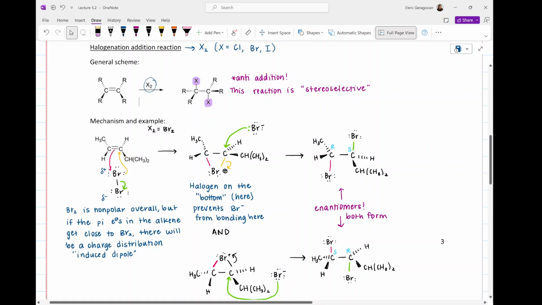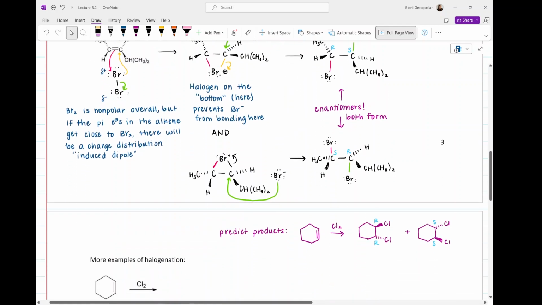It's key that both atoms, the two bromines or the two chlorines or the two iodines, add to the two carbons that are part of the pi bond, and they add through anti-addition. So they always, in the product, will be anti to each other. So here's the mechanism. I won't go through all these steps. We'll do an example that is on the next page.